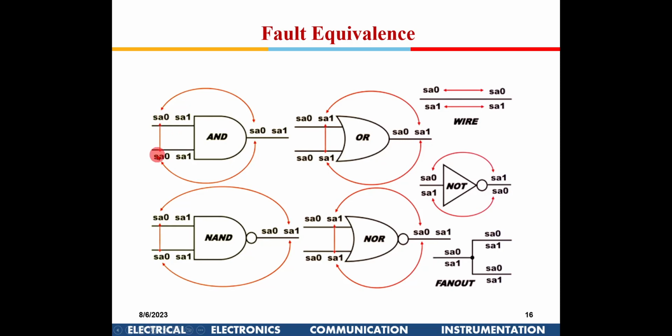If I summarize, for an AND gate, 0, 0 and 0 are equivalent. For an OR gate, 1, 1 and 1 are equivalent. For a NAND gate, 0, 0 and 1 are equivalent, and for a NOR gate, 1, 1 and 0 are equivalent. And for a NOT gate, 0 and 1 and 1 and 0 are equivalent. If there is a simple line, then it just gets reflected as it is. So this is the thing which we need to remember.